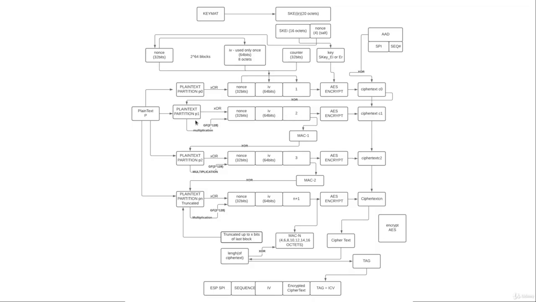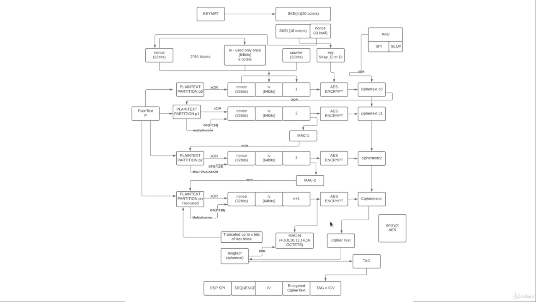The GCM uses Galois multiplication of the ciphertext of the previous round by the key counter for this round. Each round of ciphertext does the same until the last round, which produces the last message authentication code, MAC-N. This MAC-N is XORed with the length of the ciphertext, producing what is called a tag. This tag is the integrity check value of the ESP packet. It gets appended to the end of the packet and would be examined by the recipient to ensure integrity.